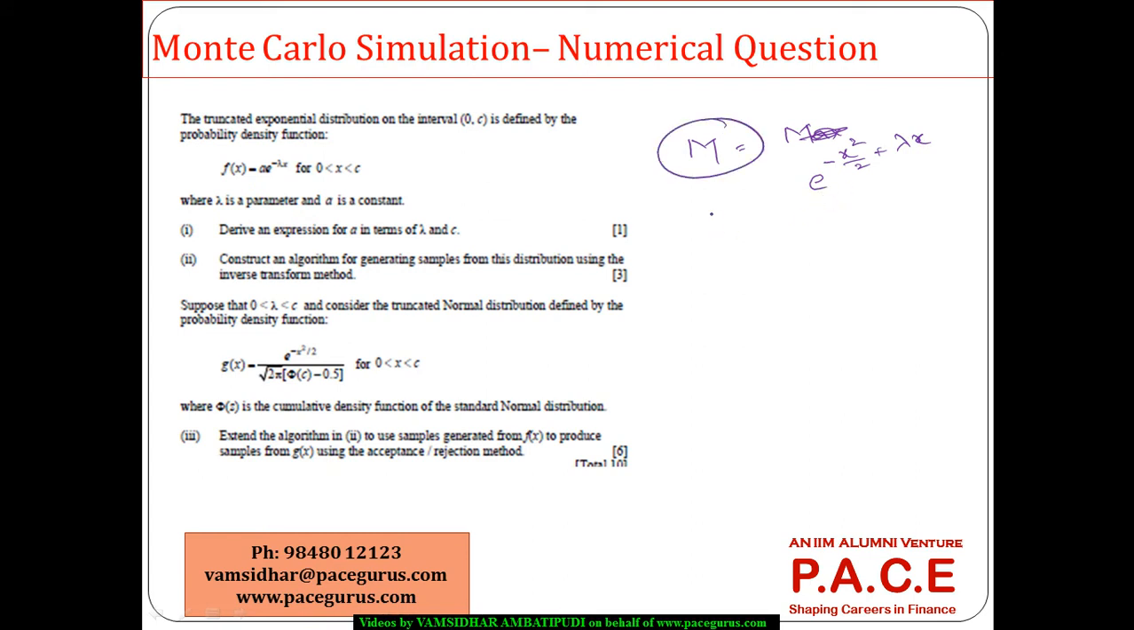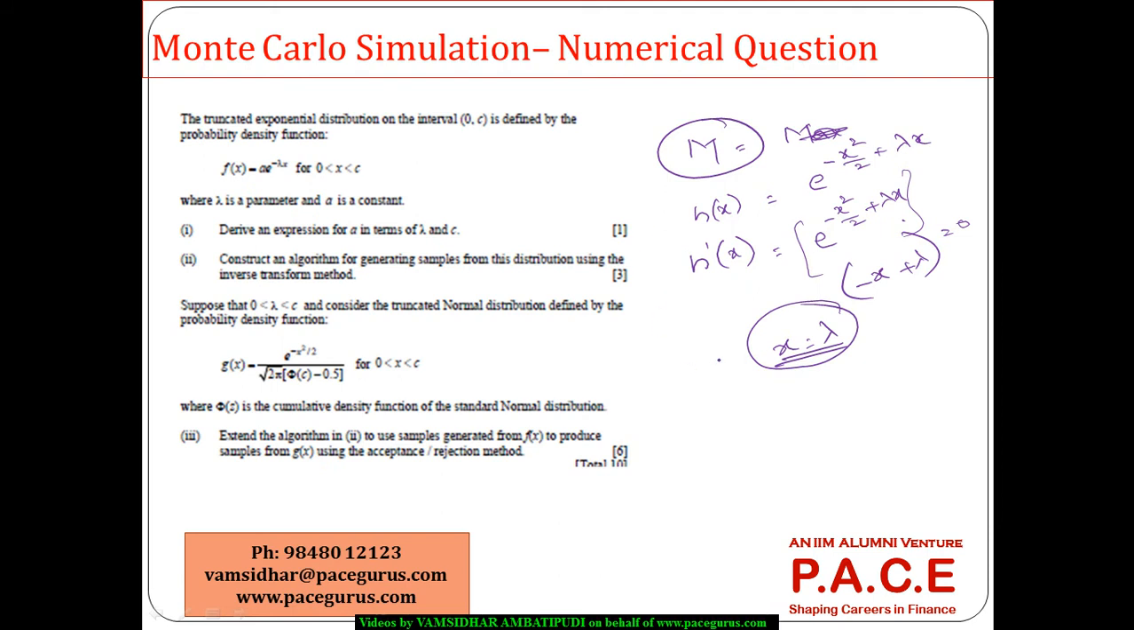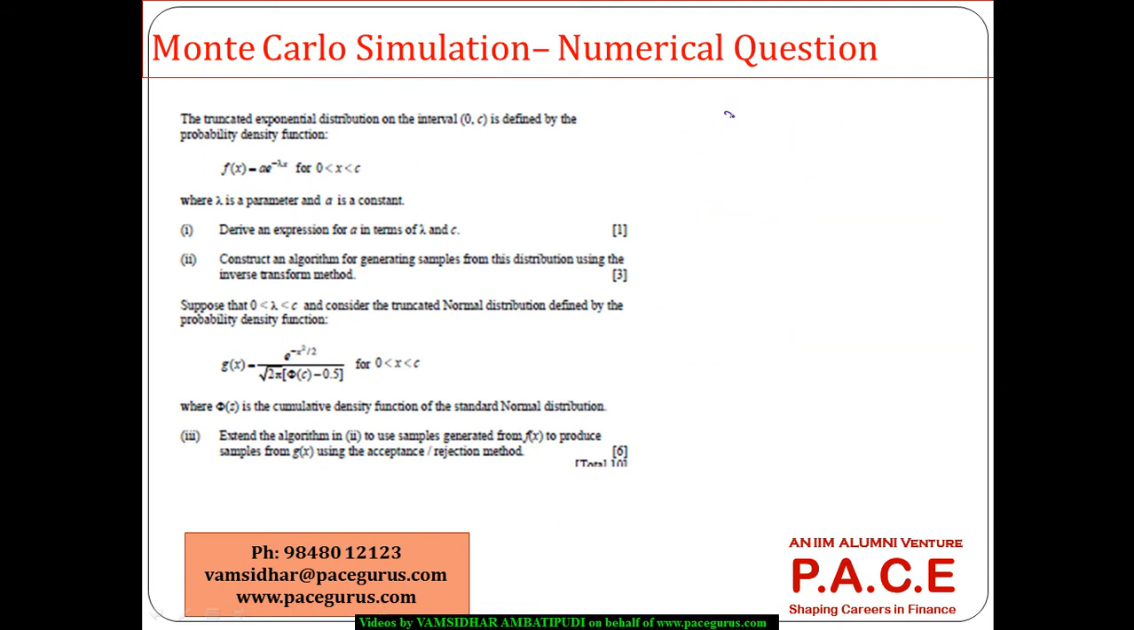If I have to maximize it, let me call this h of x. So I am trying to do h dash of x, the first derivative of it, and equate it to 0. This times, what is the derivative of the exponent? Minus x plus lambda. Now if I equate this derivative to 0, it's as good as x equal to lambda. And is it a maximum? I have to take the second derivative and check it out. The second derivative is giving me a negative value, because it is e to the power of something times minus 1, which is negative. So I can very well take that the maximum is occurring when x equal to lambda.